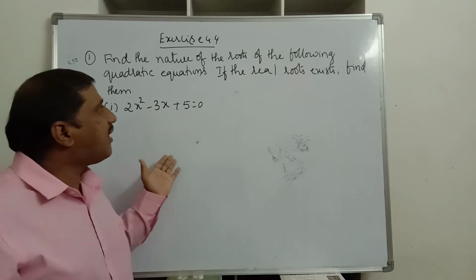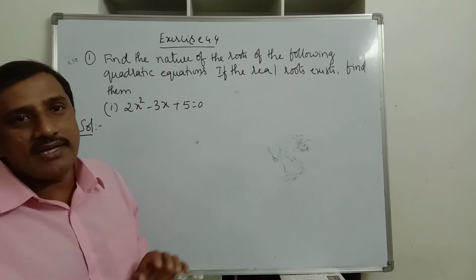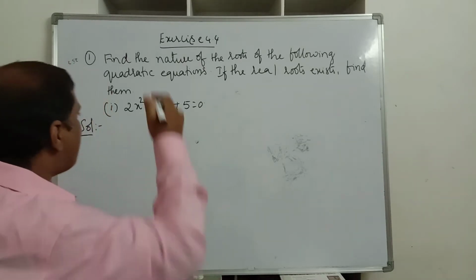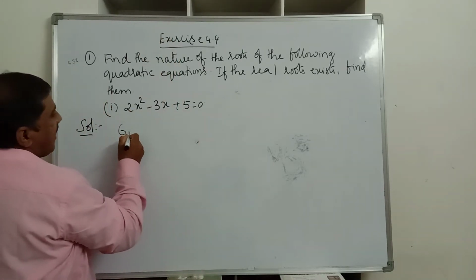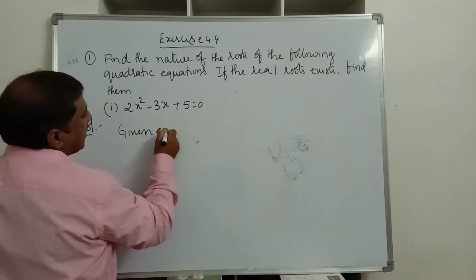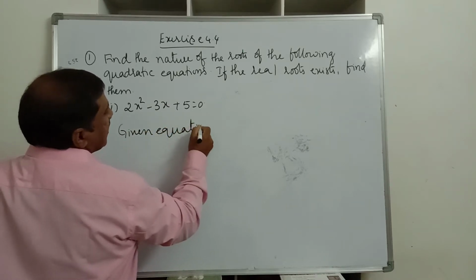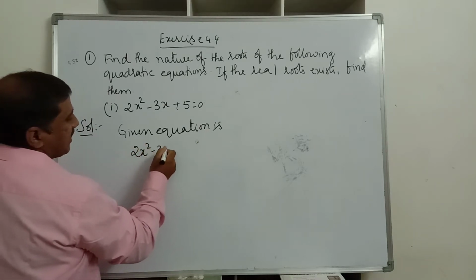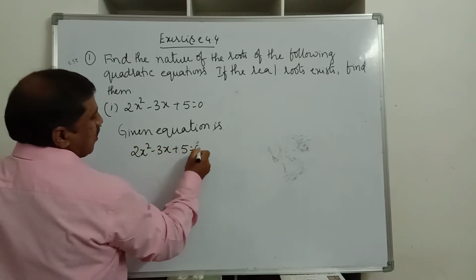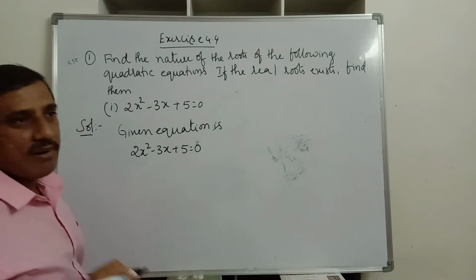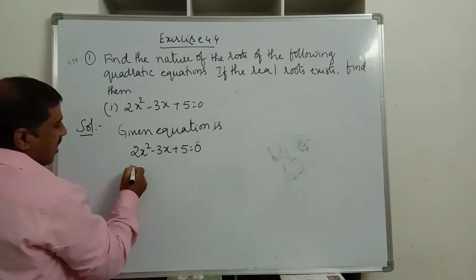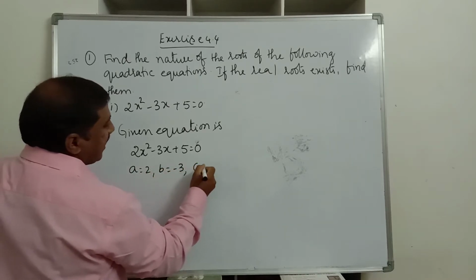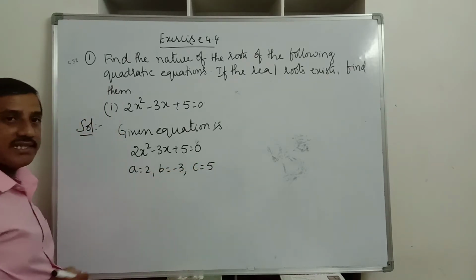So what do we have to find first? Finding the nature of the roots depends upon the d value, so find the d value first. The given equation is 2x square minus 3x plus 5 is equal to 0. Compare this with the general form of the quadratic equation and write a as 2, b is equal to minus 3, c is equal to 5.